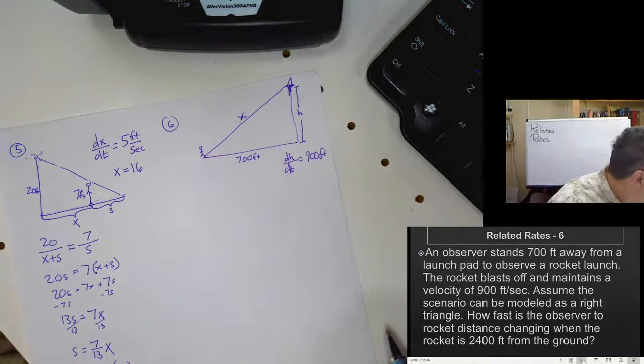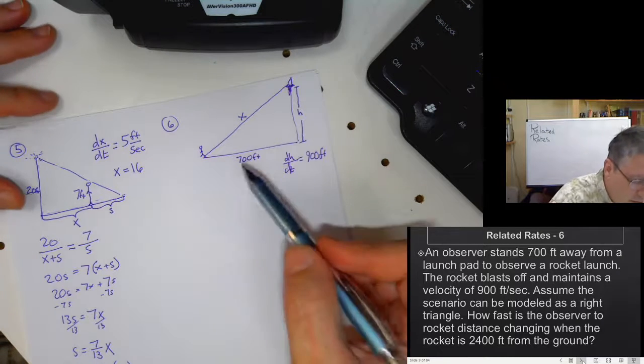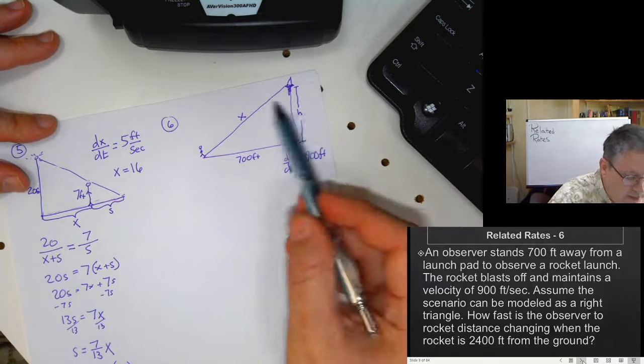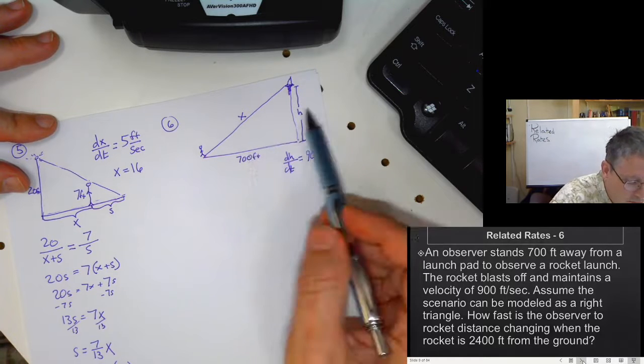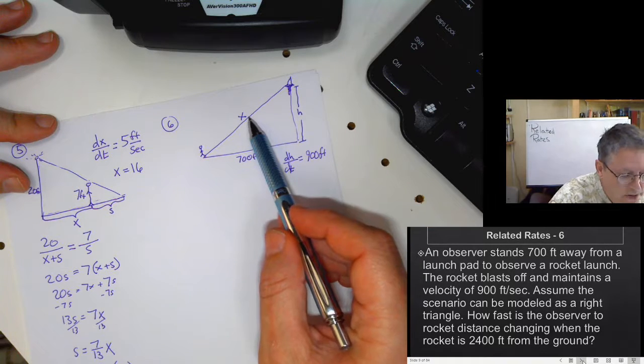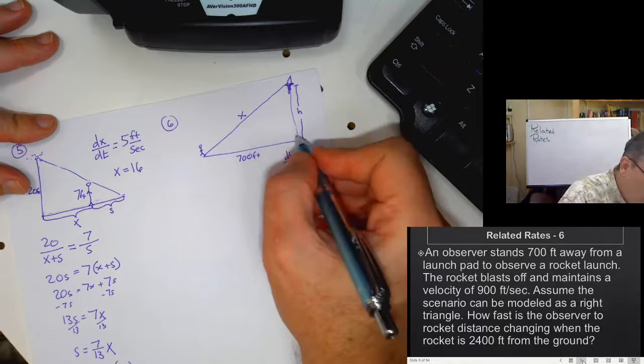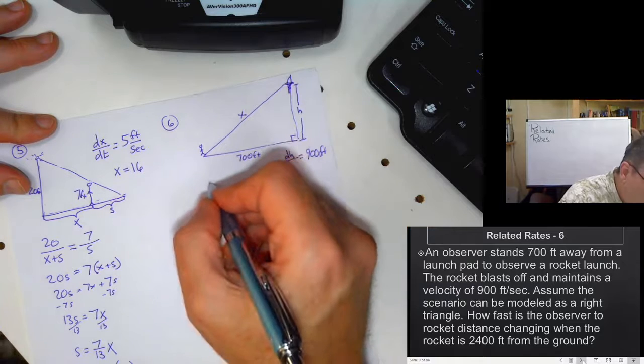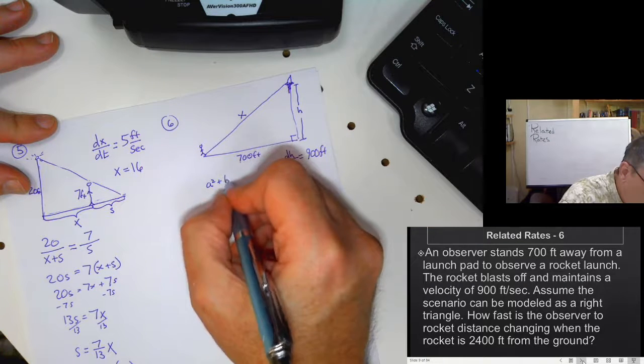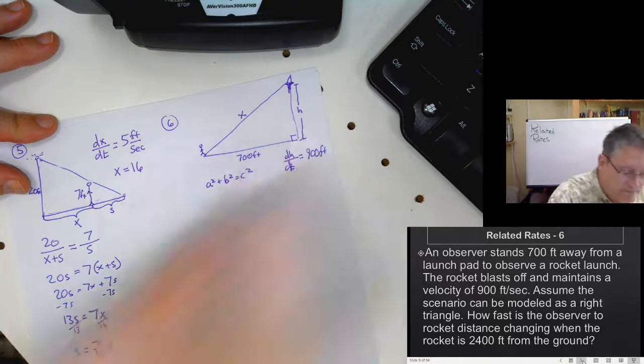All right, so how do we solve this problem? What's the relationship between these three things? This one's staying constant, this one's changing, and this one's changing. So that is a right triangle, right? That's what they told us. So what do we know about right triangles? We know a squared plus b squared equals c squared, right?